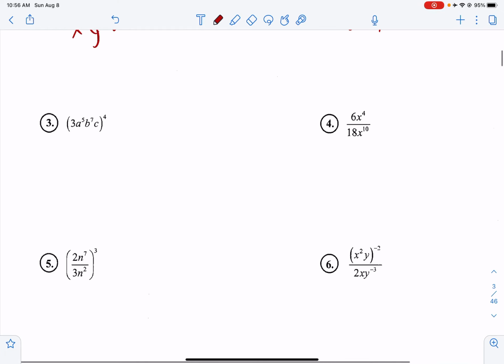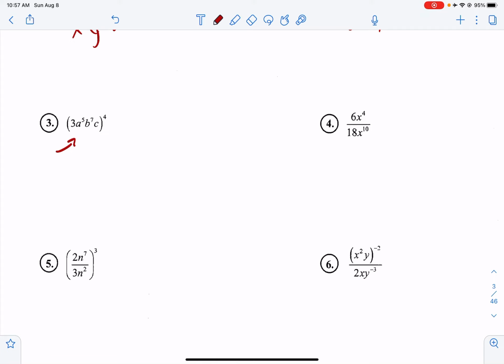All right, number 3. 3a to the 5th, b to the 7th, c. All of that is being raised to the 4th power. So usually I look at the inside first and make sure there's nothing I can clean up inside the parentheses. Simplifying is kind of like solving, and back in 6th and 7th grade, you learned the order of operations, right? PEMDAS or GEMDAS. You have to do inside the parentheses first. Kind of the same thing with simplifying.